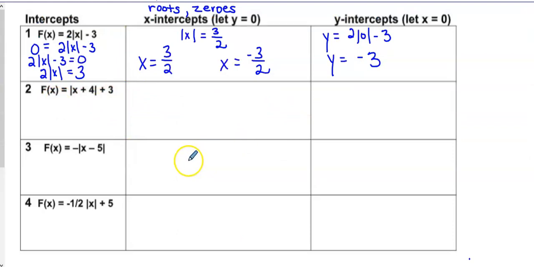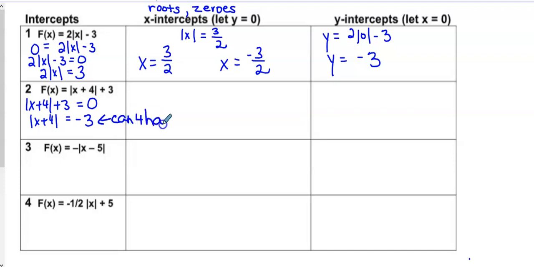We'll do a couple more of these. So let's see. I'm going to go ahead and switch this around to absolute value of x plus 4 plus 3 equals 0. Get this by itself. Remember how we did that yesterday on the absolute value equations. So absolute value of x plus 4 equals negative 3. Well, we can actually stop there with this one because we can't have an absolute value that equals a negative number. So this can't happen. So that means there are no real roots. There could be imaginary roots, but there are no real roots.